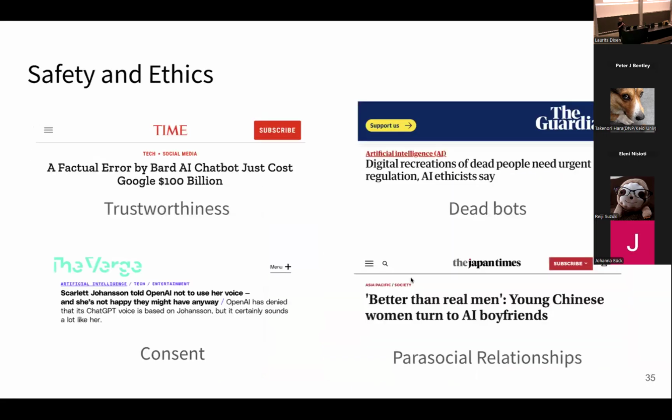And then finally, I want to talk about the safety and ethics of this. I think there are a lot of ethical concerns with these generative agent architectures. One of them, for example, is dead bots, which is the idea of creating AI avatars for people who are dead and then talking to them as if they're alive. That also comes with consent issues. Really recently, there was Scarlett Johansson and the OpenAI voice. So there are a lot of ethical concerns here.